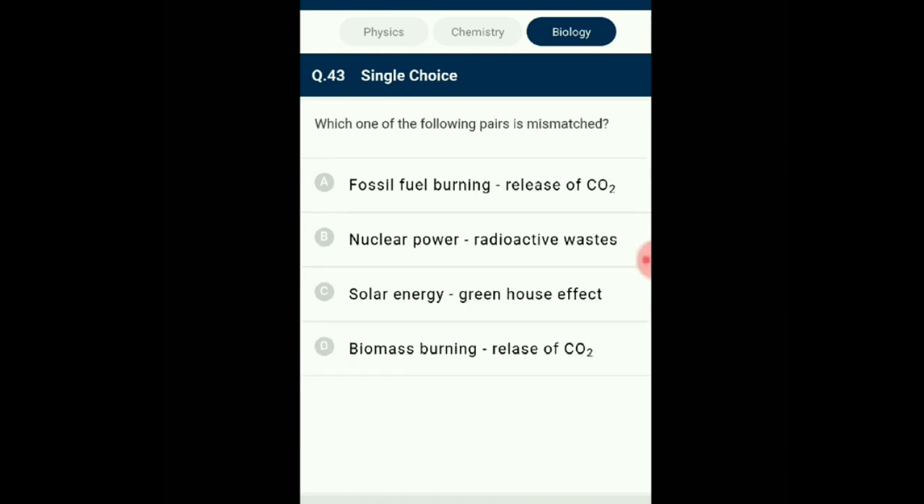Question number 43. Which one of the following pairs is mismatched? Solar energy coming to the earth is not responsible for the greenhouse effect. It is the increase in greenhouse gases in the atmosphere, like carbon dioxide, released by the complete combustion of fossil fuels or biomass in industries or transportation vehicles, that prevents the radiation of infrared radiation from the earth and results in an increase in the temperature of the earth. So the answer is option C, solar energy, greenhouse effect, which is mismatched.